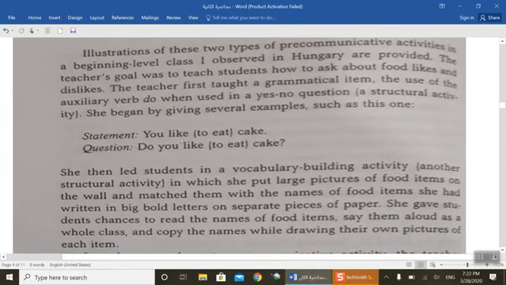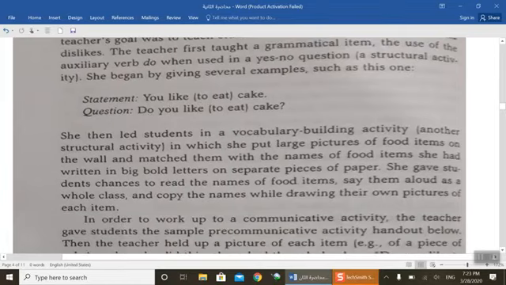For example, you like to eat cake. So when a question, do you like to eat cake? This is in a question. This is structural, for beginners. This is the first type, structural. Then the second type is quasi-communicative. She then led students in a vocabulary building activity. It is another structural activity, meaning structural has two kinds: grammar and vocabulary building words.